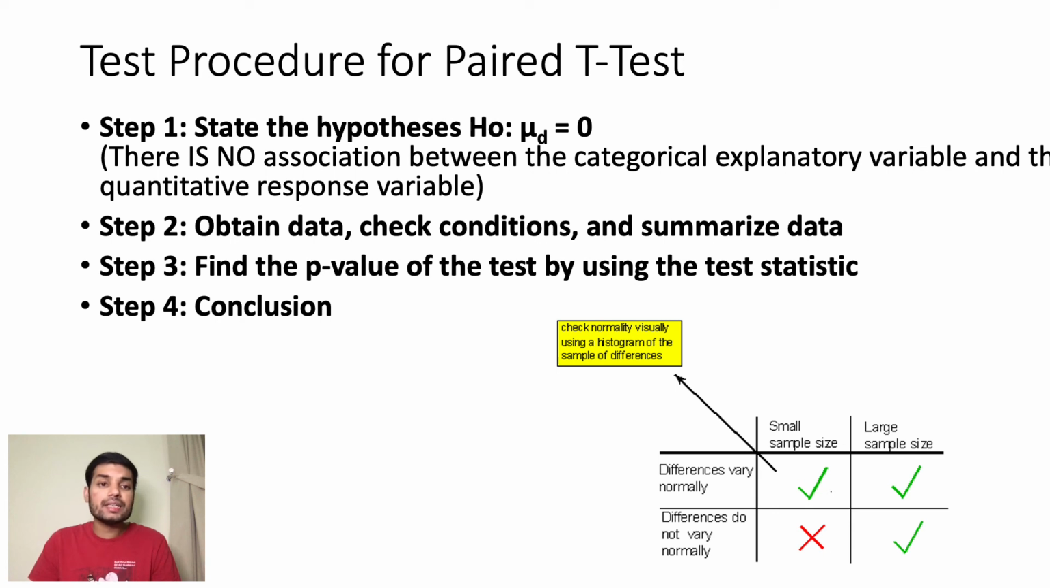After that, we summarize the data. We find the p-value by using the test statistic. Thankfully, we don't have to indulge much in the mathematics of the test statistic. Software is very helpful and does that very accurately for us. And then we conclude.